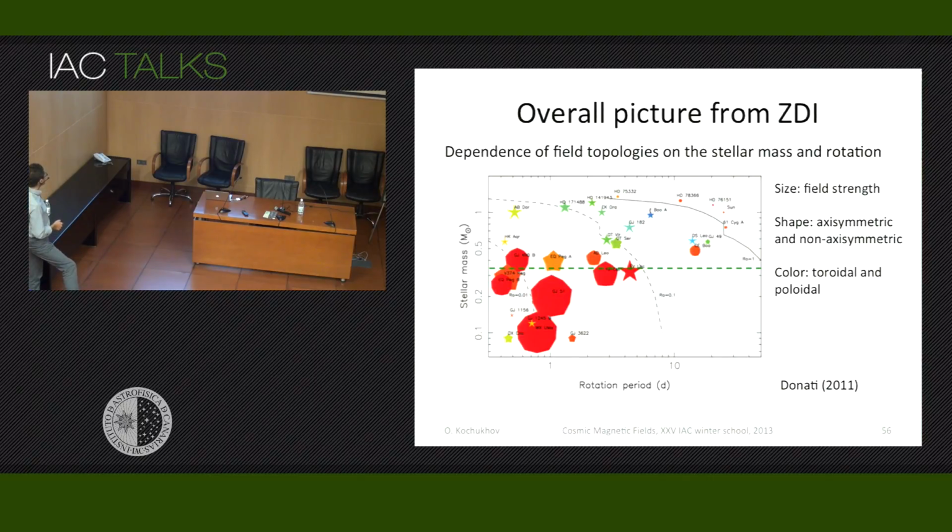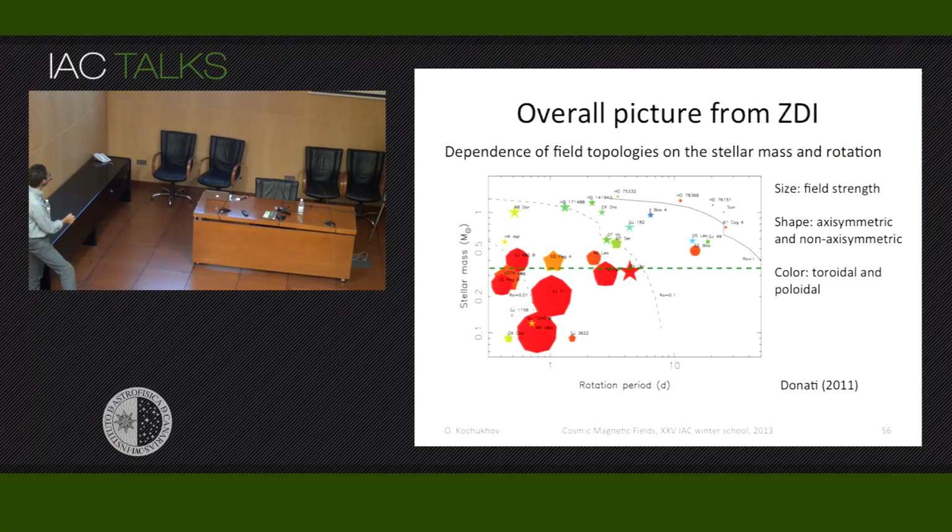The color reports the contribution of poloidal and toroidal field. Reddish symbols are where the poloidal field is dominating, and green is where the toroidal field is dominating, and the shape corresponds to axisymmetric versus non-axisymmetric field. When the shape is more round, it means that the field is axisymmetric with respect to the rotation axis of the star. So this is an overview of what Zeeman Doppler imaging maps for stars, starting roughly from solar parameters down to the M dwarf regime.